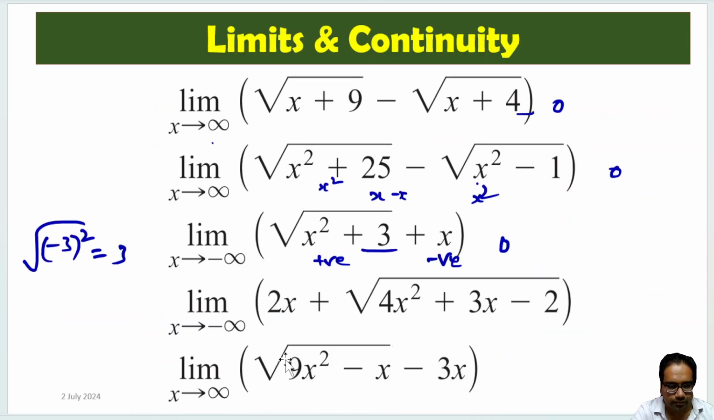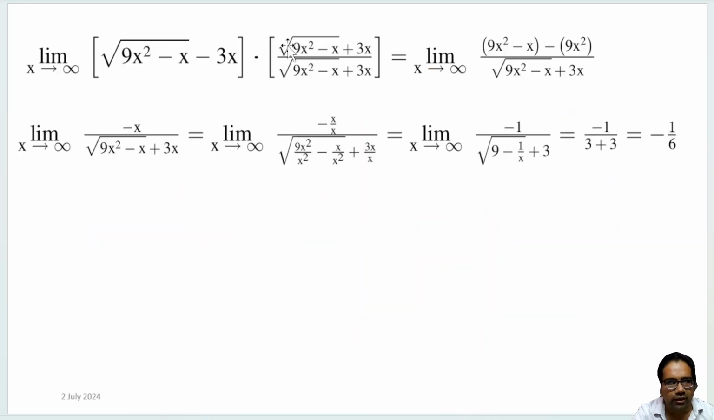Now again, here we have plus infinity. We don't need to worry much. Here, this is a positive number and this is a negative number. Let's see what will happen. Again, we'll multiply with the conjugate. Then a plus b into a minus b gives 9x square minus x minus 3x whole square, which is 9x square. So this and this will get cancelled. We will be left with minus x by under root 9x square minus x plus 3x.